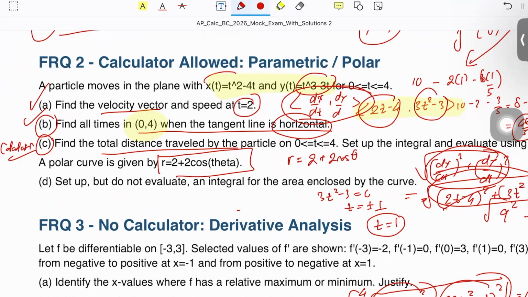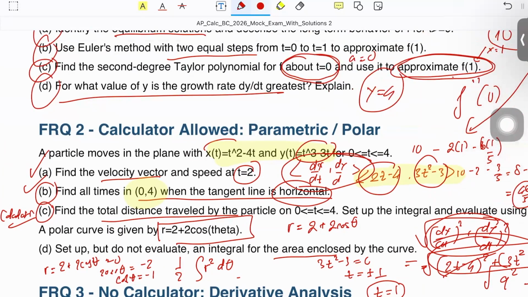Okay. Area of the polar is what? 1/2 r squared d theta, right? The hard thing is you need to find where it comes from, from alpha to beta. What is alpha and what is beta? I don't know if I told you before, you're going to let r equal to 0. So 2 plus 2 cosine theta equals 0. So 2 cosine theta equals negative 2. Cosine theta is negative 1.